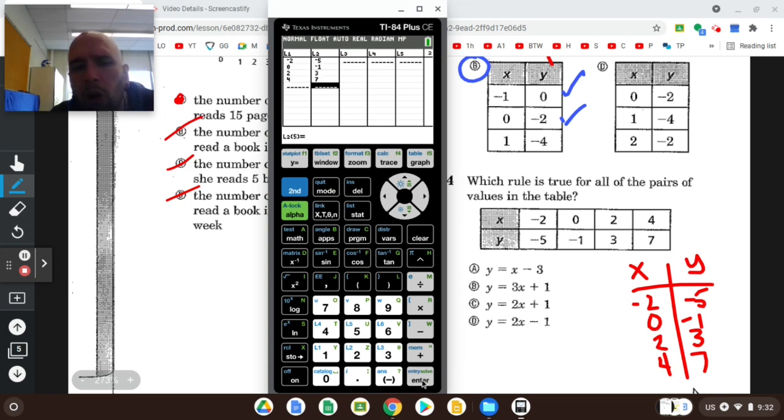Make sure all your values match up. So like -2 matches up with -5. Yep. 0 matches up with -1. Yep. 2 matches up with 3. Yep. 4 matches up with 7. Yep. All the X's are on the left. Yep. All the Y's are on the right. Yep. Now this is what we're going to do.